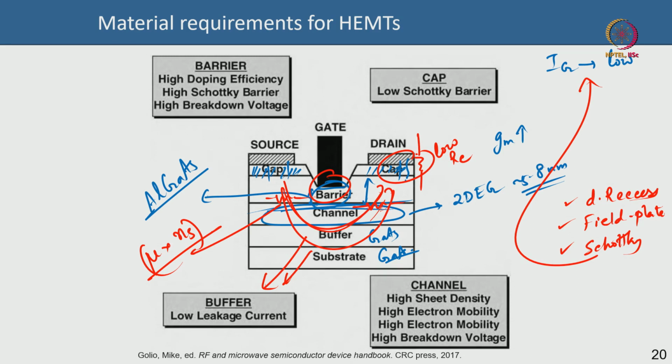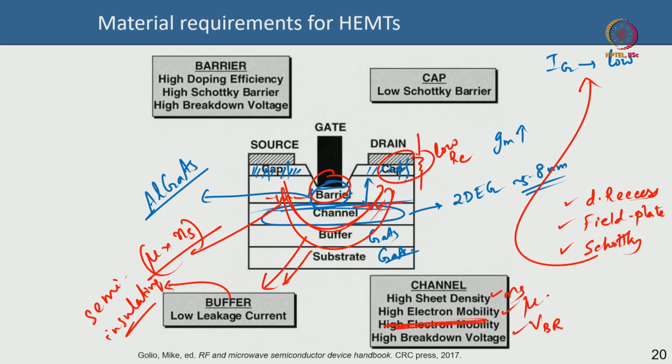The buffer quality should be really good. The buffer should be as insulating, or I would say semi-insulating, as possible. Semi-insulating as possible will give you a low buffer leakage current. And of course, I told you there has to be high 2D density, there has to be high mobility, this is repeated here twice, and high breakdown voltage.